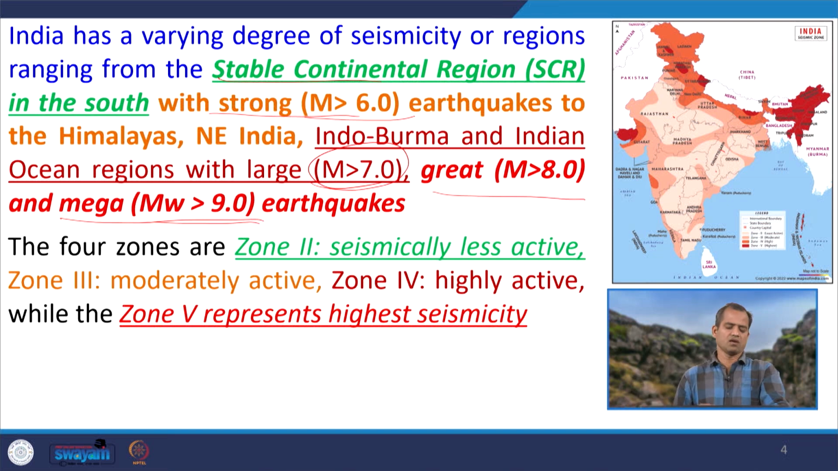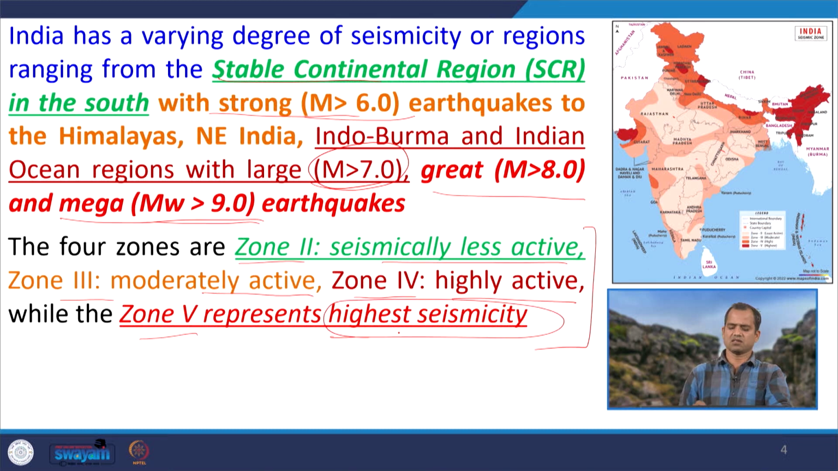And the 4 zones that we have already discussed: zone 2 is seismically less active, zone 3 moderately active, zone 4 highly active, and zone 5 represents the highest seismicity in the Indian subcontinent. And not only this landward part, if you see the Andaman Islands, they also come under zone 5, because that is where the Indian plate is subducting under the Burmese arc.